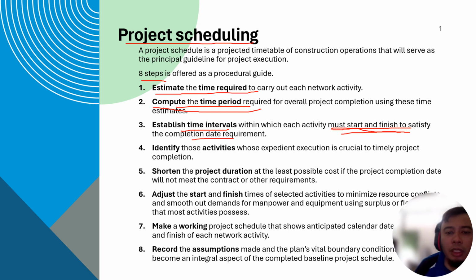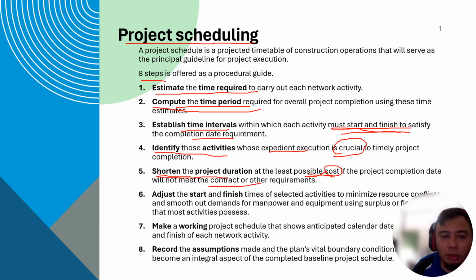And then after you come up with the start date and finish date, you identify which activities whose expedient execution is crucial, or we call it a critical task, critical path. And then once you identify those activities, you shorten the project duration by reducing the float. You shorten the project duration at the least possible cost, if the project completion date will not meet the contract or other requirements.